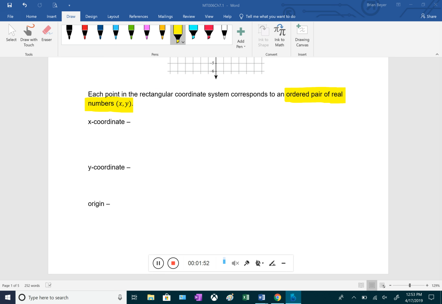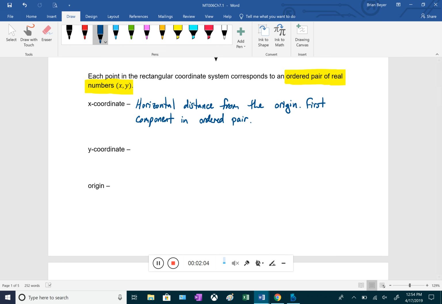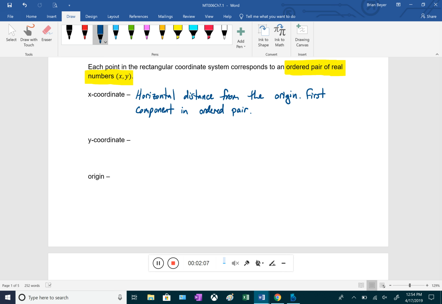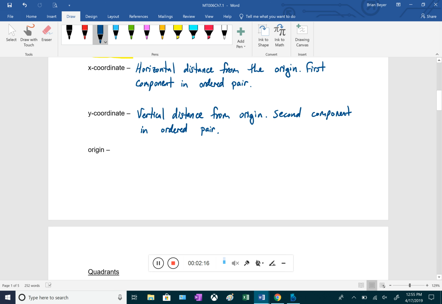The x coordinate, which is the first coordinate in the ordered pair, is the horizontal distance from the origin, which is the horizontal distance from the middle. And the y coordinate represents the vertical distance from the origin, and it's the second component in the ordered pair. The origin, like we mentioned, is the middle of the xy plane, the middle of this rectangular coordinate system. It's the coordinate 0, 0, where the axes intersect.